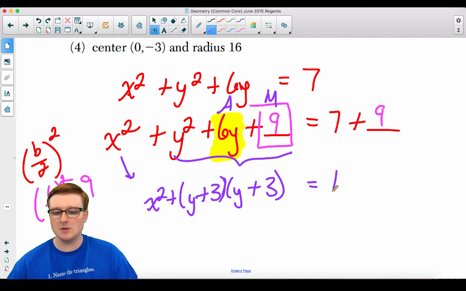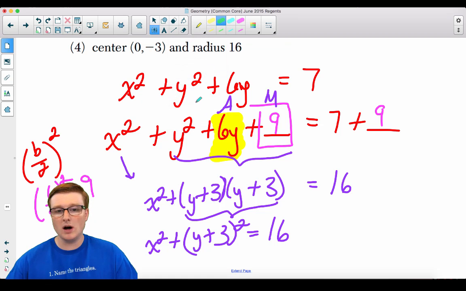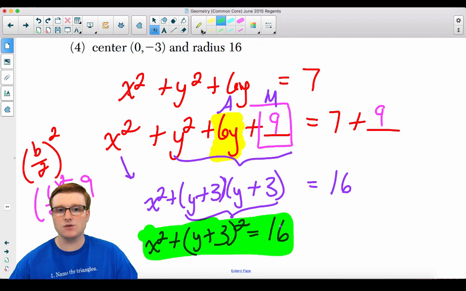7 plus 9 is going to equal 16. Now, there's another way to write (y plus 3)(y plus 3). We can combine these and get (y plus 3) squared. And again, x squared carries along for the ride, and we get 16. This is what we want, ladies and gentlemen. This equation right here is called the center-radius form of a circle.